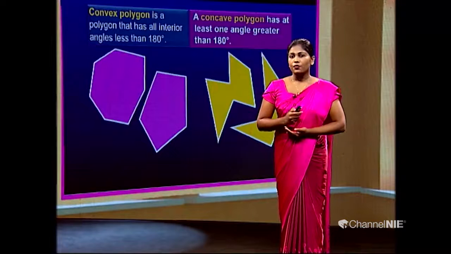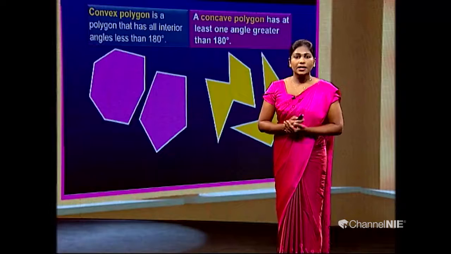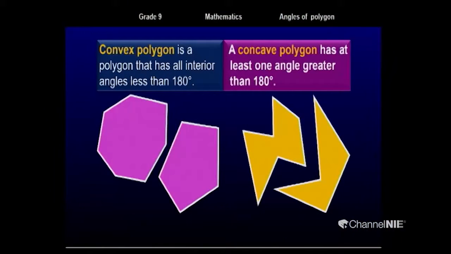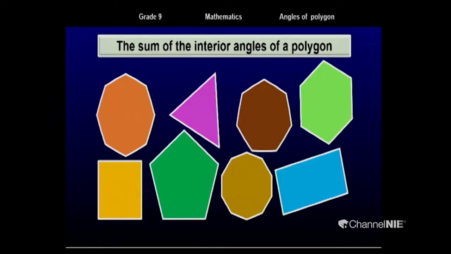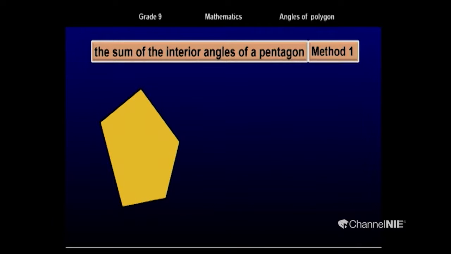Then we have to talk about the sum of the interior angles in a polygon. In previous grades, grade 7 and 8, you learned about the sum of the interior angles of a triangle and a quadrilateral. Today also we learn about the sum of the interior angles, but in a polygon. Look at this. Now I take an example. Look at the slide: the sum of the interior angles of a pentagon.